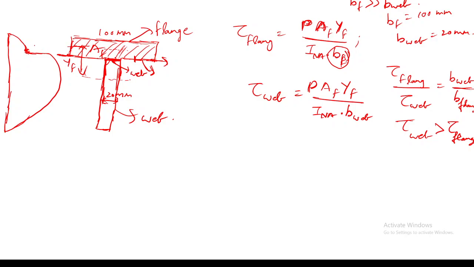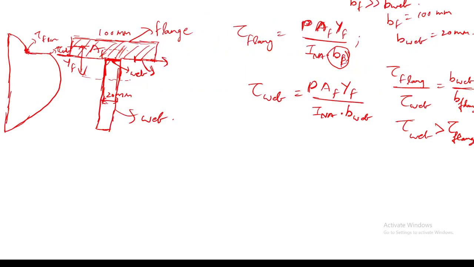Okay, this is the junction part. So this is tau flange and this is tau web. Is it clear what I said now? Yes, sir. So based on this, if they ask any question, you should be in a position to answer. They can ask what is the ratio of the shear stress in the flange to the web? So it will be simply B web divided by B flange, or the width of web divided by width of flange.